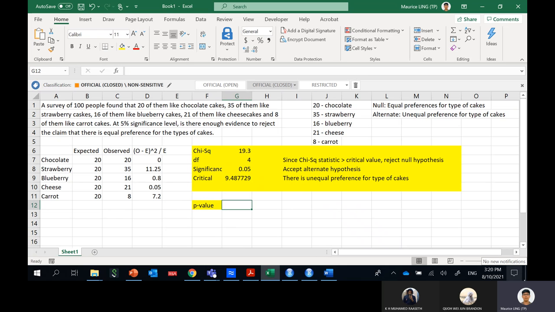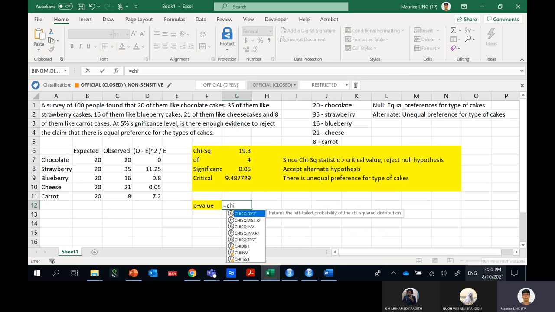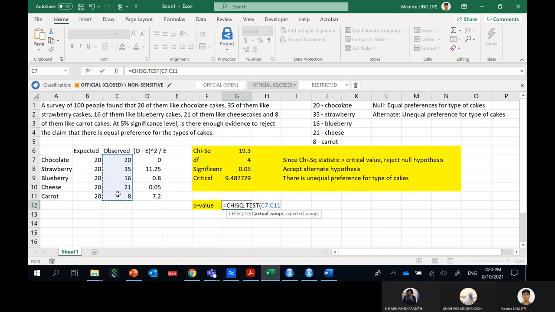So this is even an easier function. You just go to chi-square test itself. Chi-square dot test. Okay, you have two variables to put in: actual range and expected range. Actual range is essentially the observed range. So you highlight the observed, then expected is the expected. Okay, close the bracket.